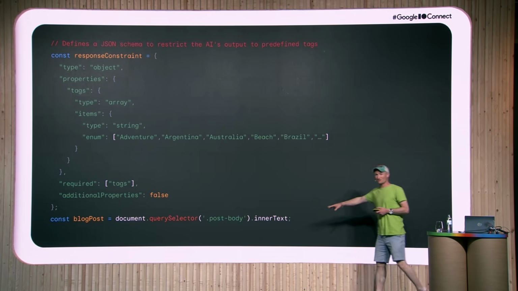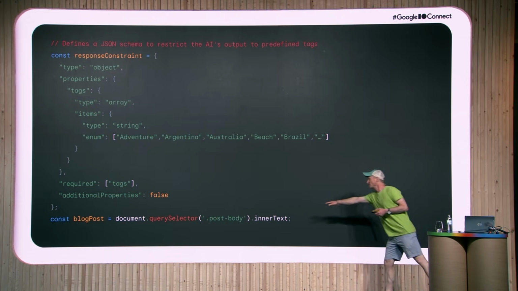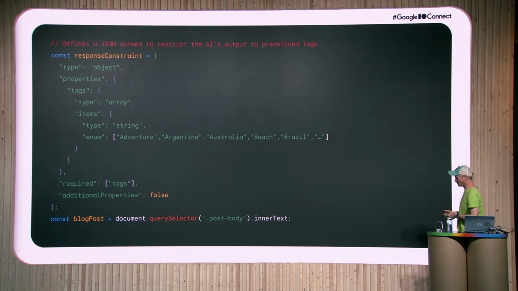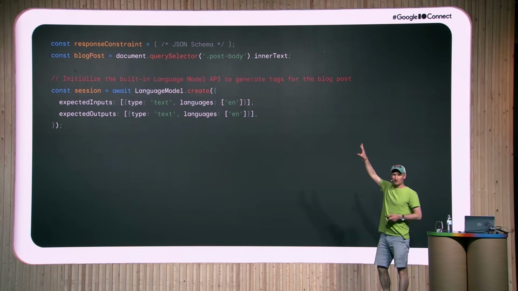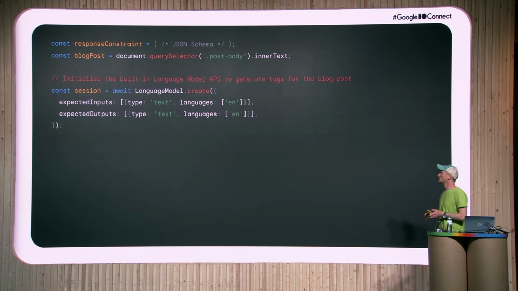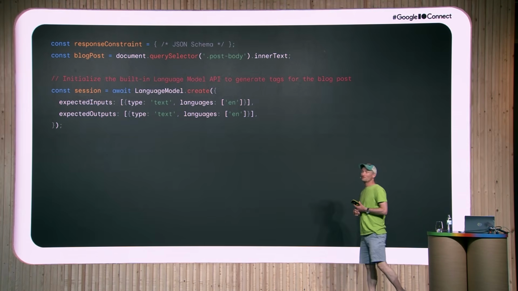First, of course, as before, we need to give the API the blog post content. So again, I'm passing it the inner text so that it has knowledge more or less about the structure of the blog post. And then we store this big JSON schema that you've seen before in a variable that I call response constraint. And then we create a session with the language model.